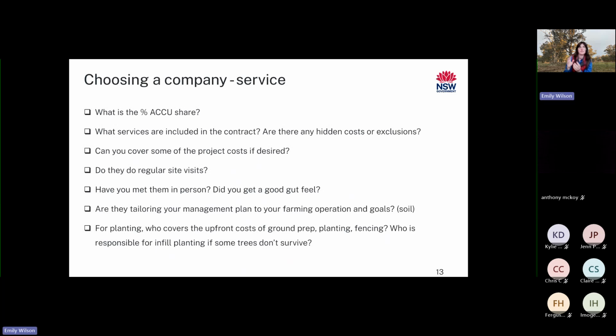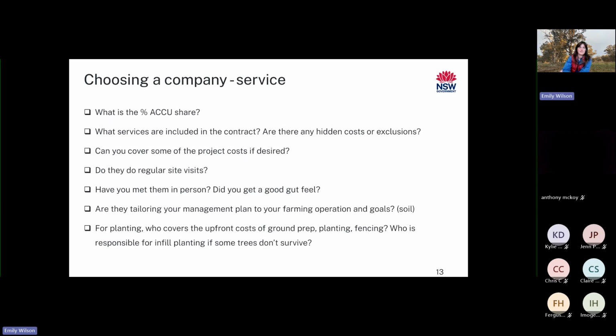You can also see whether they're flexible in their commercial arrangements, so whether you can cover some of the costs if you want to invest more into the project. Ask whether they do regular site visits and whether they actually come down and see your farm in person. Whether you've met them in person and the gut feel you got from that, because it's a 25-year agreement, so you want to make sure you're partnering with a company you trust.